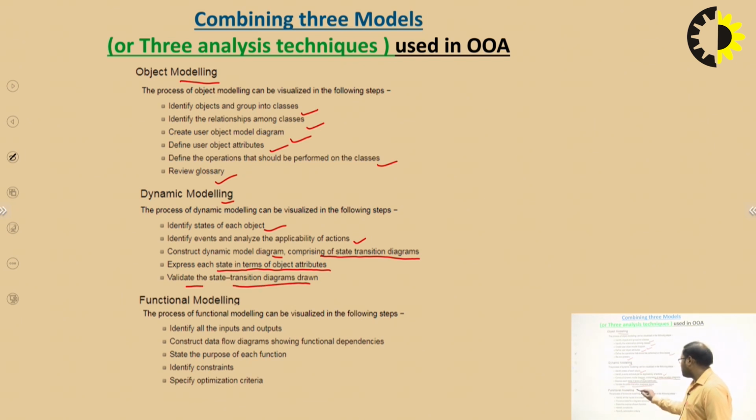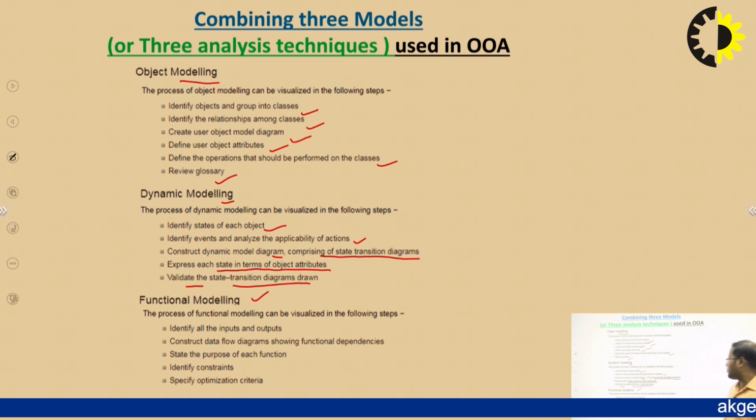In case of functional modeling, the process of functional modeling can be summarized in the following steps. Identify all the inputs and outputs, construct a data flow diagram showing functional dependencies, state the purpose of each function, identify constraints, specify optimization criteria.